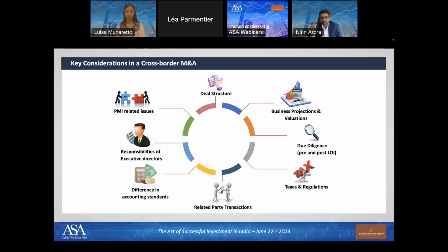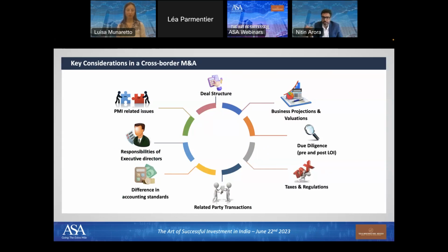Now, what are the key considerations while you're doing an M&A in India? Again, these are considerations which apply largely to any geography, but there are certain peculiarities about India which a foreign investor needs to take care of, with the first importance being the deal structure.